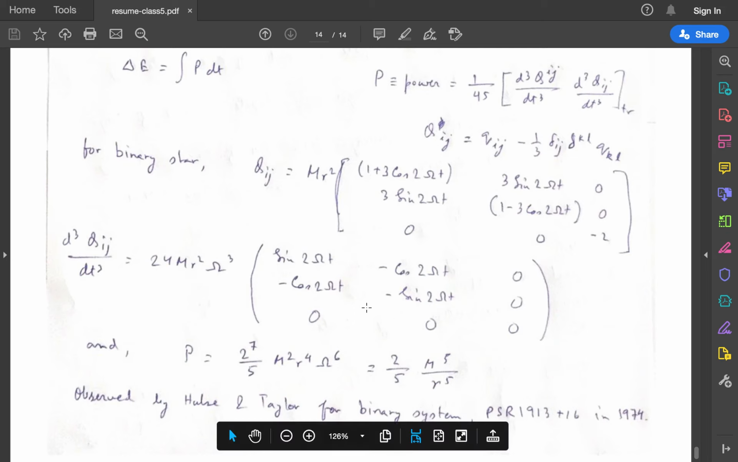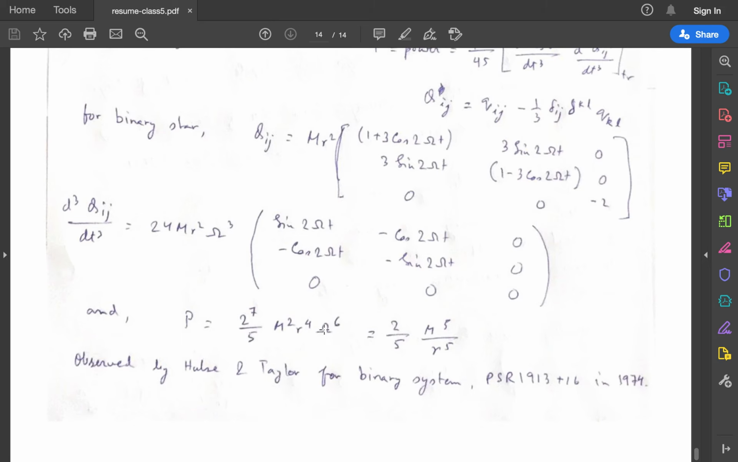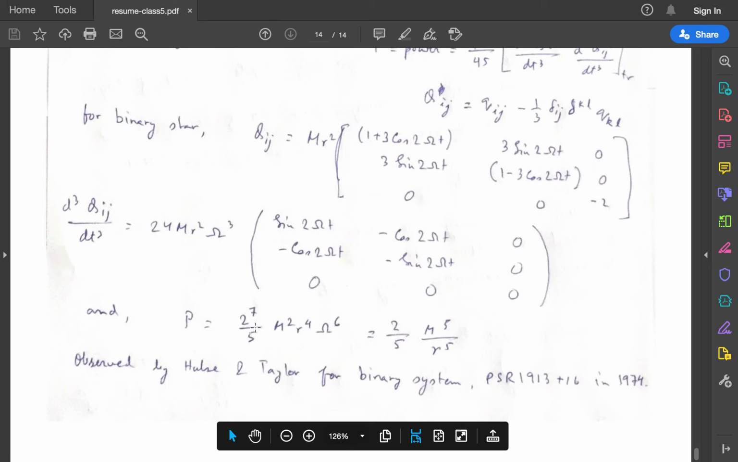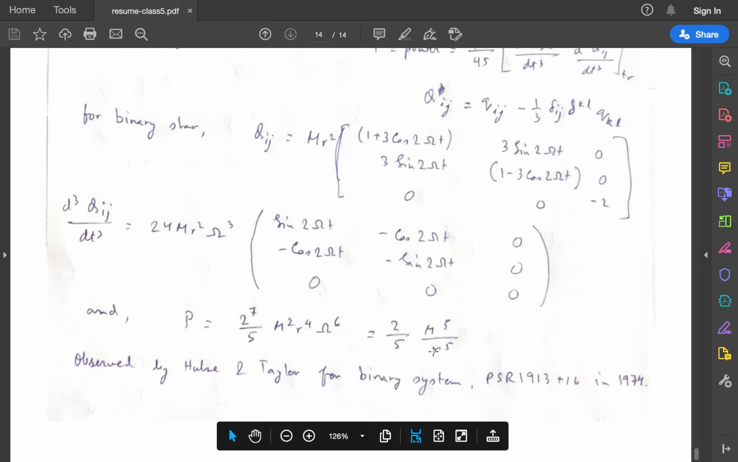And if I now do this calculation of total power over time, the total power will be 2 by 5 m to the power 5 r to the power 5. This I think is right. If I change omega in terms of m, r and G, there are some terms of G. I have assumed G to be 1, therefore I have missed that. So the total energy emitted is in terms of the fifth power of mass and fifth power of radius. I have to check that.